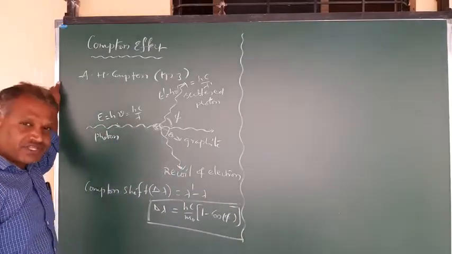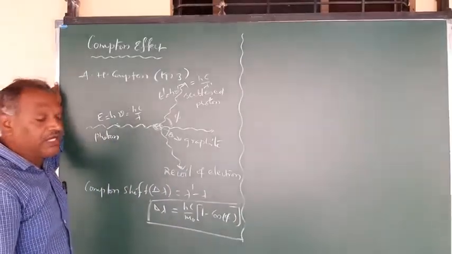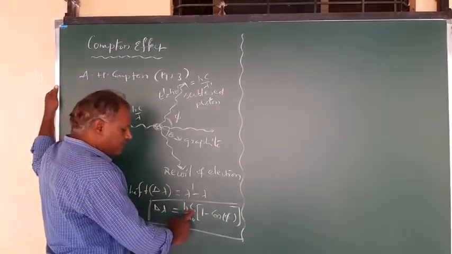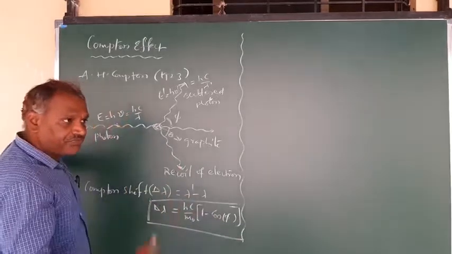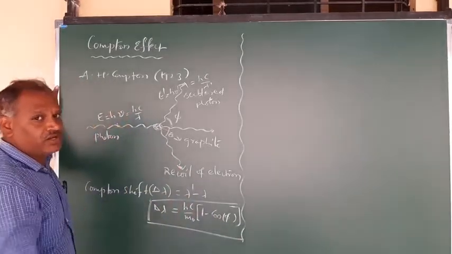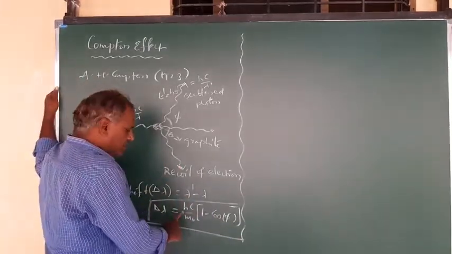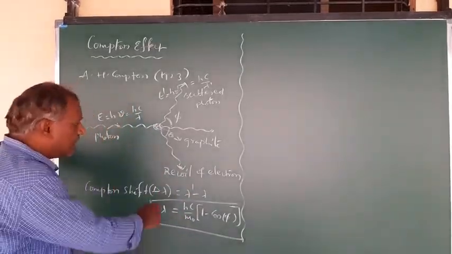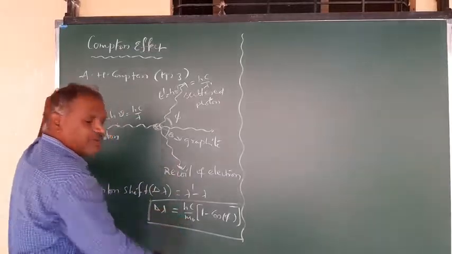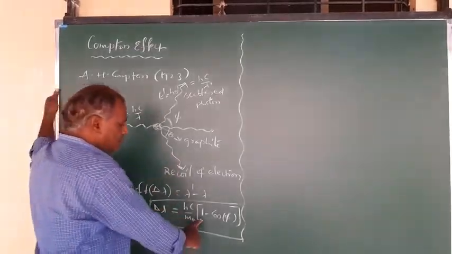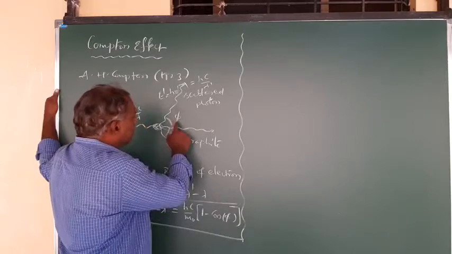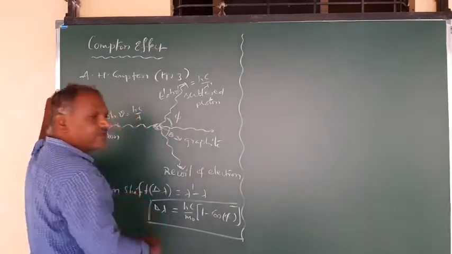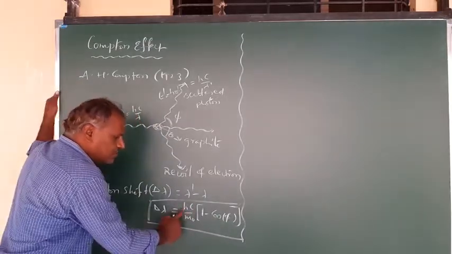So the Compton shift is given by hc by m naught into 1 minus cos phi, where h is Planck's constant, c is the velocity of light, and m naught is the rest mass of the electron. The rest mass of the photon is generally 0, but here the recoil electron is there, no? So you have the rest mass of the electron. And 1 minus cos phi, where phi is the scattering angle, this one. So with respect to the scattering angle, the Compton shift changes, because the other values are constant.